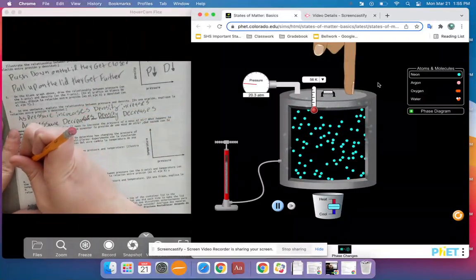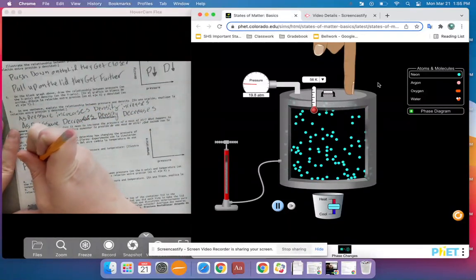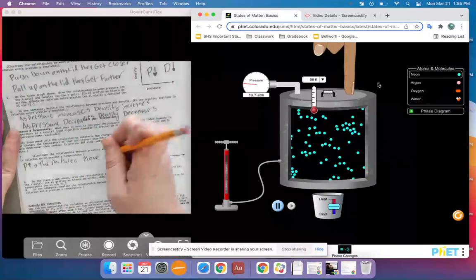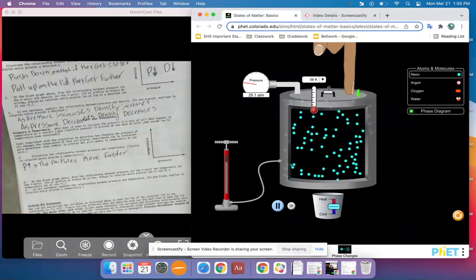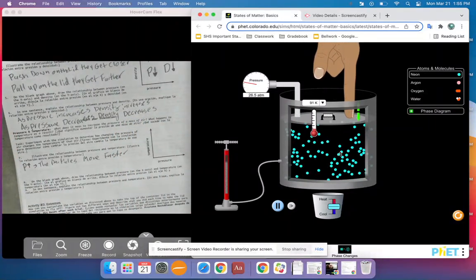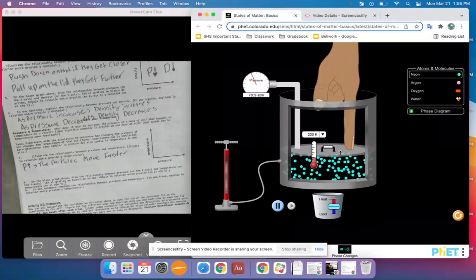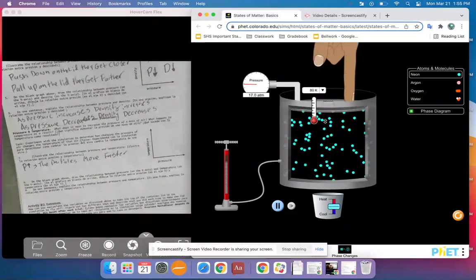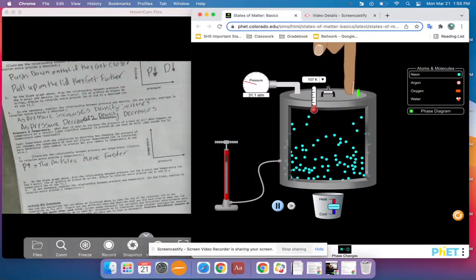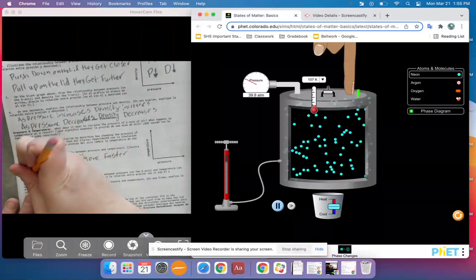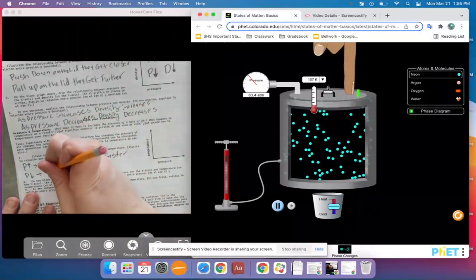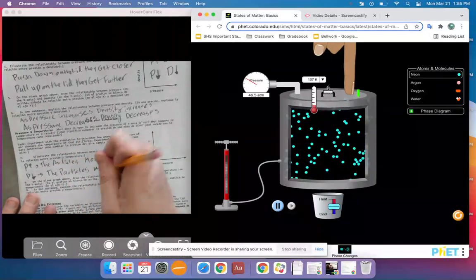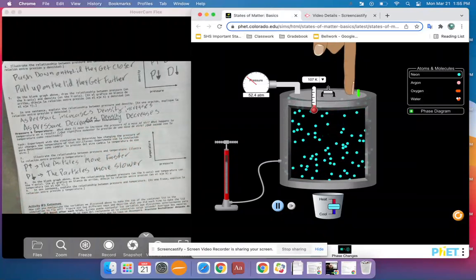As I push down, as pressure increases, the particles move faster. They are bouncing off of each other so much. Let me show you again. I push down, they start to bounce around, bumping off of each other, and they move faster. Now if I decrease my pressure, we can see that there's more space, so the particles move slower.